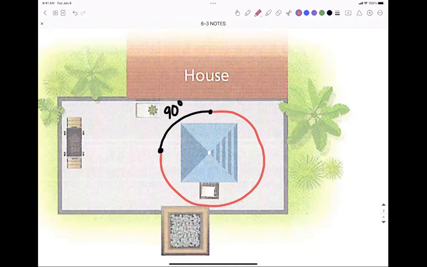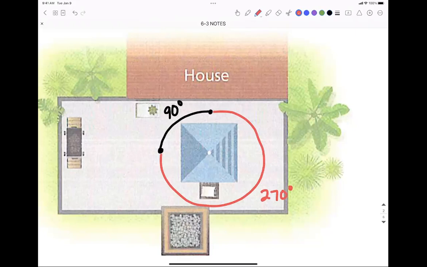360. What's 90 minus 360? Because 90 was the first turn. We just want the red part. Brady? 270. Now, do we need to put the words counterclockwise? No, because why? We used what? A positive 270. Good. Everybody good with that?